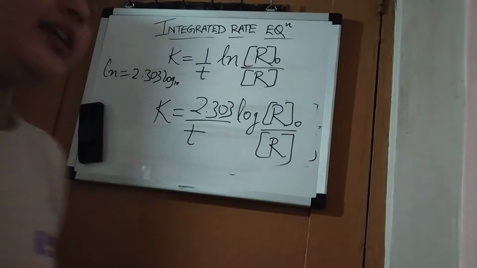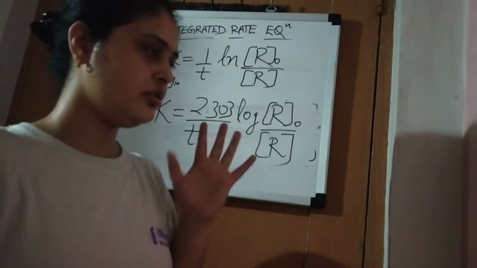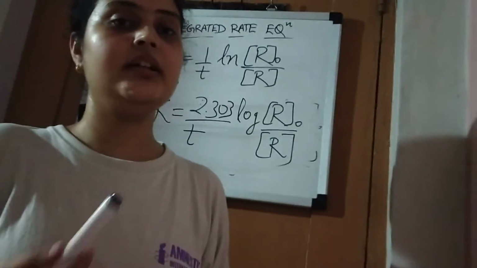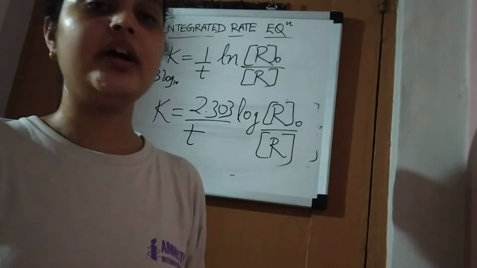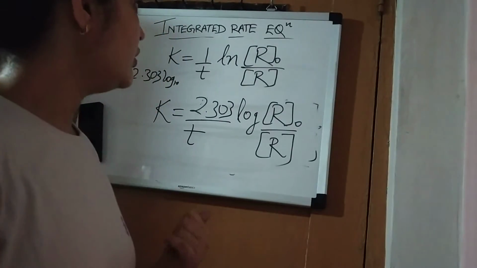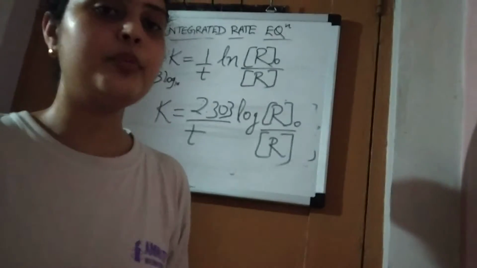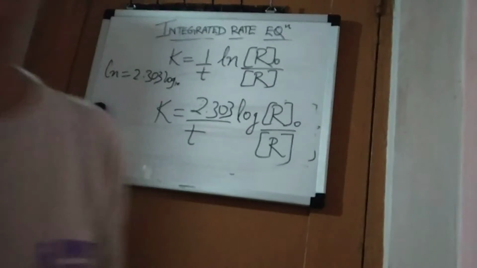There are many reactions which follow first order, like decomposition of N2O5 and decomposition of NO2, and also some radioactive reactions follow first order rate. Now we'll solve a problem to understand it better, right?